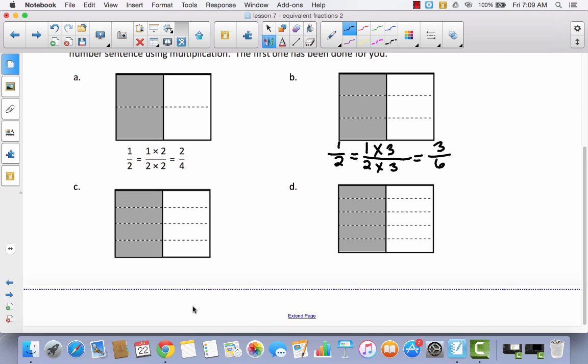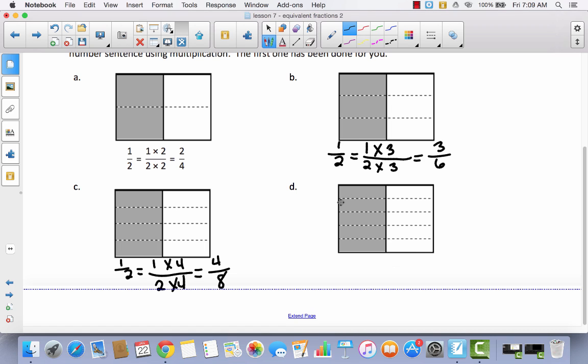All right, let's take a look at C. So again, it began as 1/2. Why don't you go ahead and after you write 1/2, pause the video and just see if you can try to write this multiplication sentence by yourself. If you get stuck, you can always press play and come back and do it with me. Okay, so we had 1 out of 2, and now I have 4 out of 8. So if I take 1 and multiply it times 4, and I take 2 and multiply it times 4, I have my new equivalent fraction, which is 4/8.